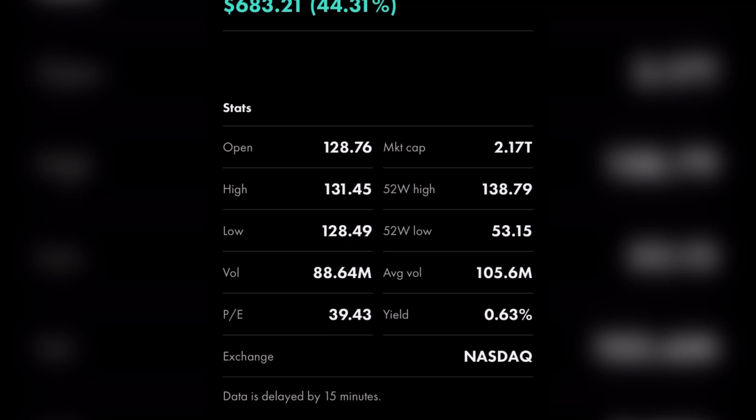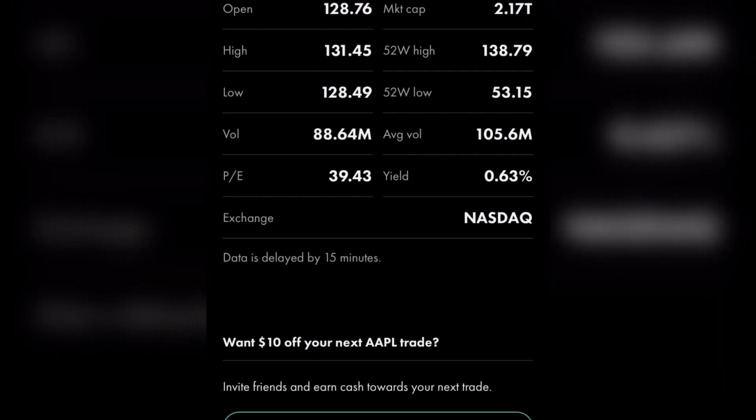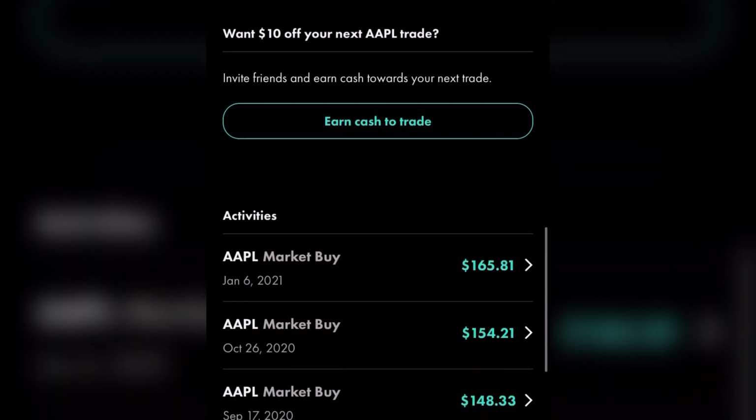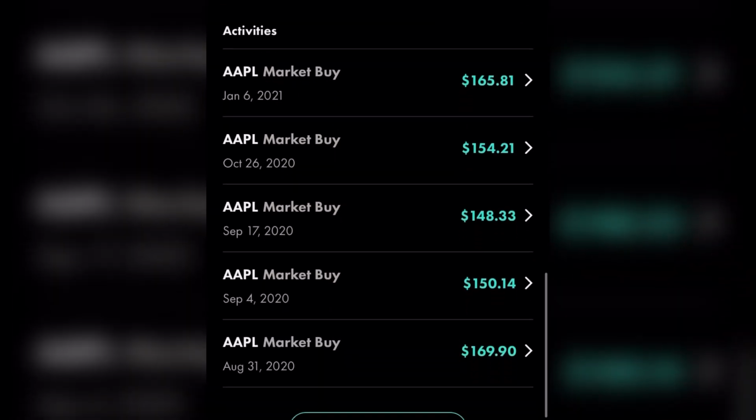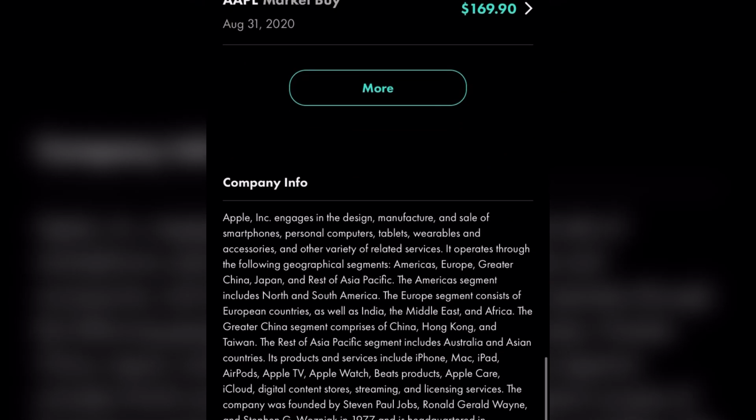Average volume is how much is being traded daily. Yield is the dividend yield, so how much money Apple gives you every quarter. They give you 6.63% of how much you've invested every quarter. The exchange is where it's being traded. We've got the S&P, we've got the TSX, but this is being traded on the Nasdaq. And if you go down, it'll show you your activities, what you bought, if you got any dividends, and at the bottom, the company info of Apple.